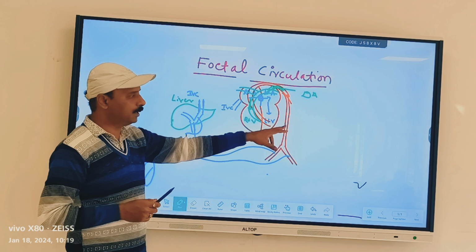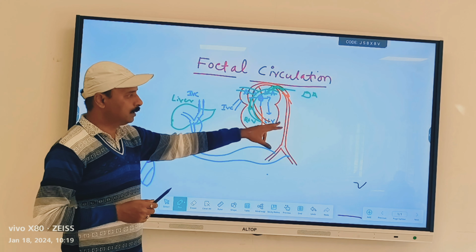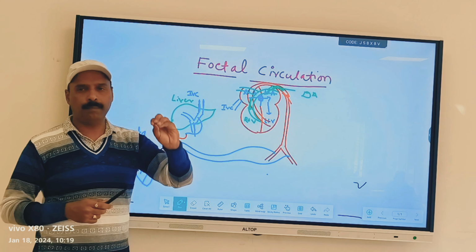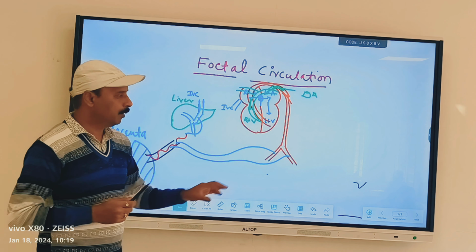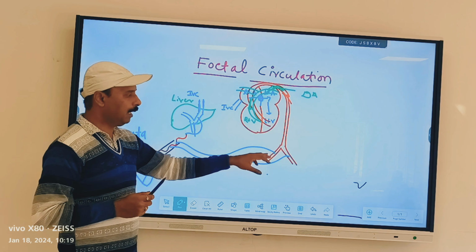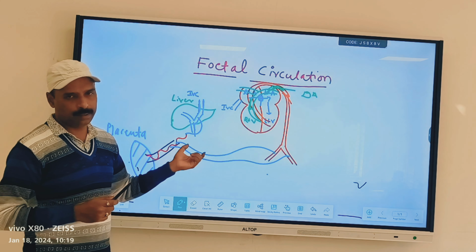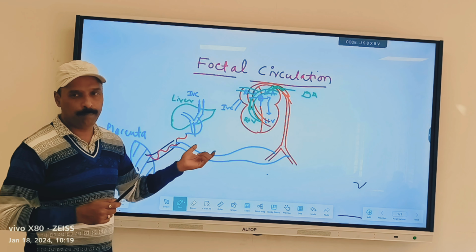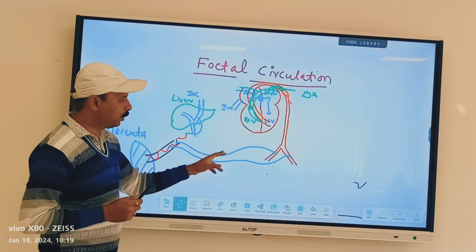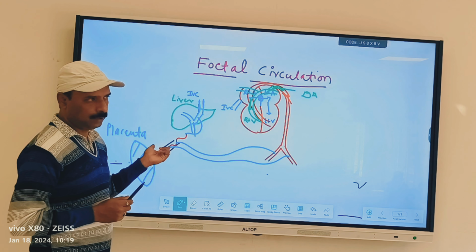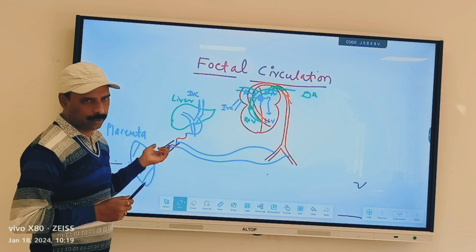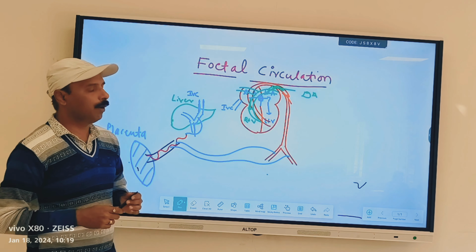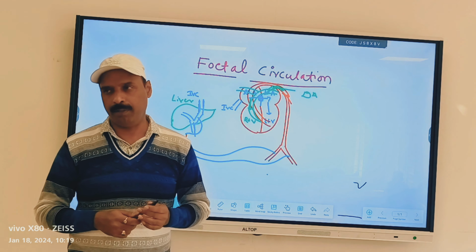The remaining blood supplies the body, and almost all the blood, with some percentage of deoxygenated blood, comes from the common iliac, which gives a branch that arises to the umbilical cord, which we call the umbilical artery. These two umbilical arteries join and come to the umbilical cord and placenta. So this is what you have to remember in fetal circulation.